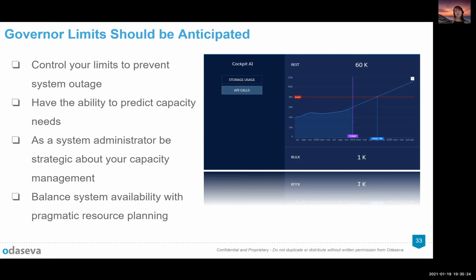It will also help you predict the capacity needs. Maybe you need more users, more volume, more data storage, and so on. As an administrator, and I'm sure that Matt can vouch for this, it can help you be strategic about your capacity management and capacity planning. And it will help you balance system availability with pragmatic resource planning.